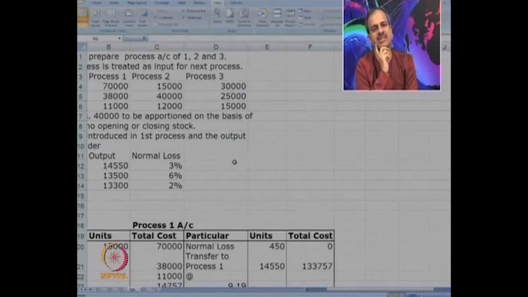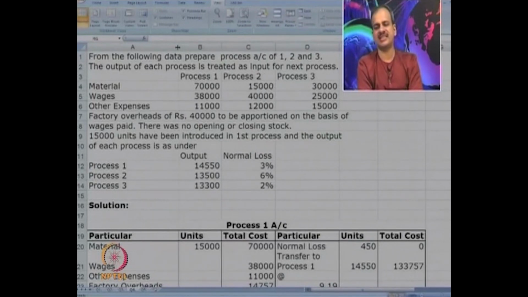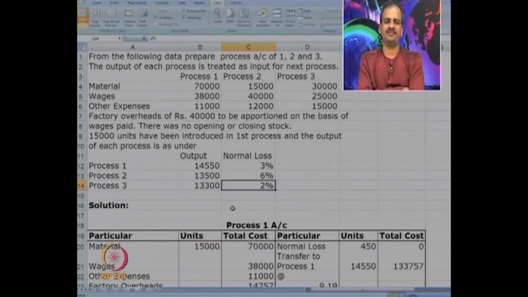So we have to make process accounts for process 1, 2, 3. Now material, labor and expenses are given to you. Factory overheads, which are 40,000, are charged on the basis of direct wages. Again, there is no opening and closing stock. 15,000 units have been introduced at the beginning of process 1. Output is given and normal losses are given at 3%, 6% and 2%. Okay. Now start preparing process 1 account. Partly it is visible on the screen, so you can easily make it. So how you can make process 1 account?